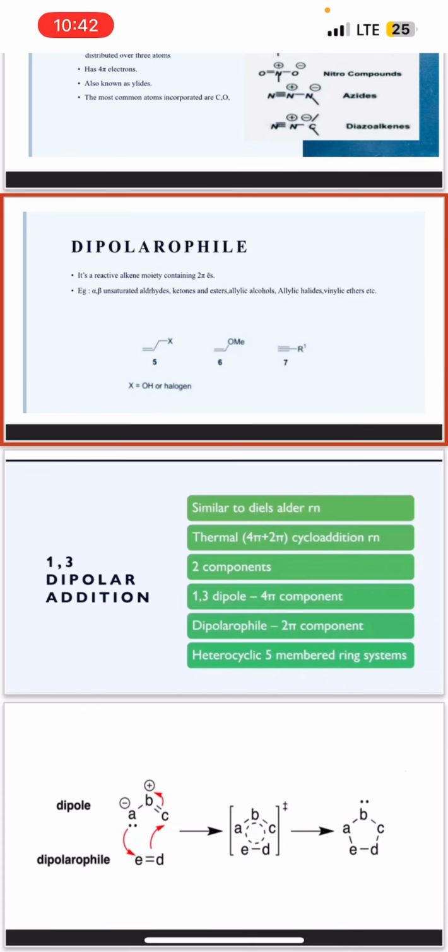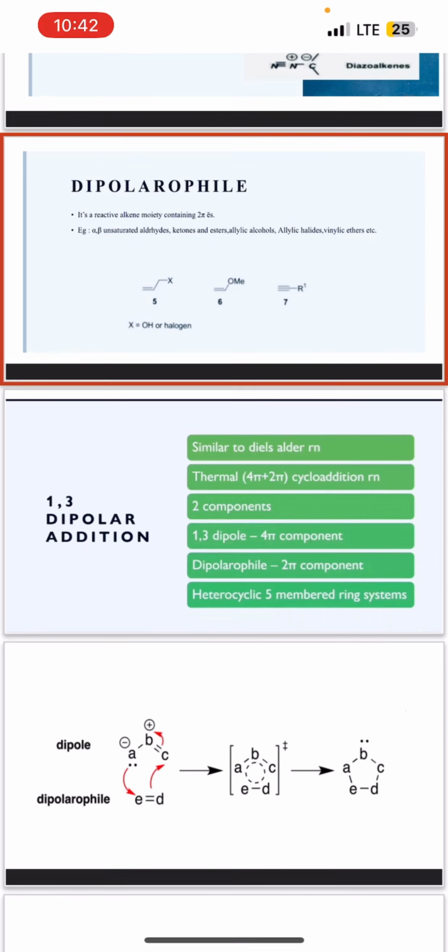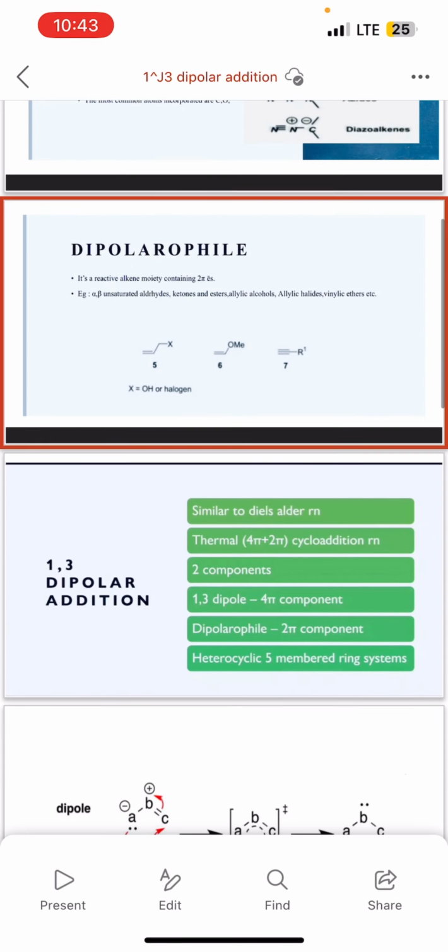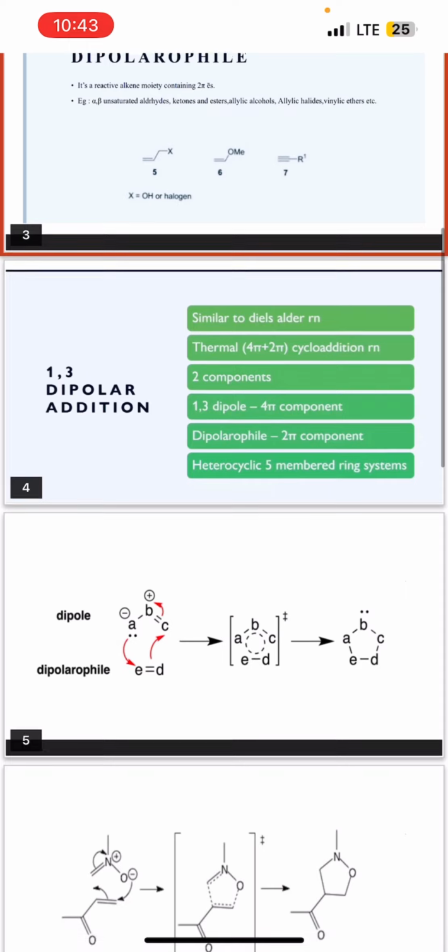It is a thermal 4+2 cycloaddition reaction. Here 2 components are involved. The 1,3 dipole has a 4 pi component and the dipolarophile has a 2 pi component, which we have already discussed. A heterocyclic 5-membered ring system is the product. By the reaction between the 1,3 dipole and dipolarophile, a 5-membered ring system is formed.